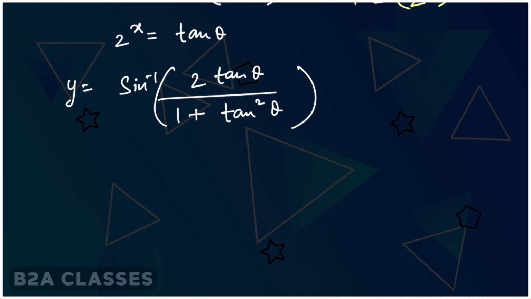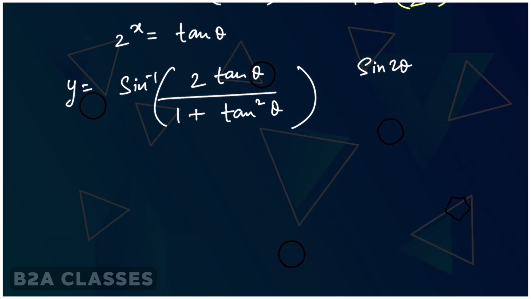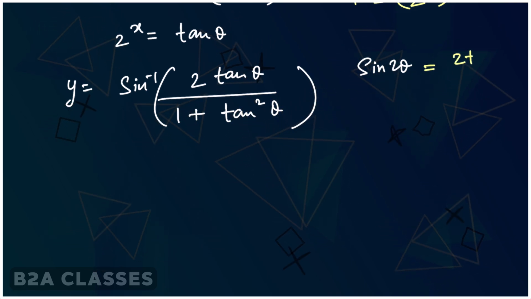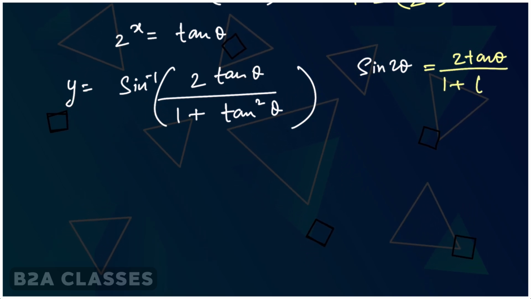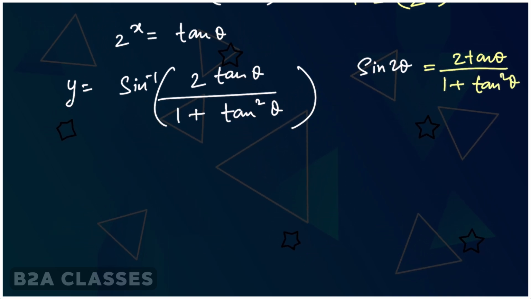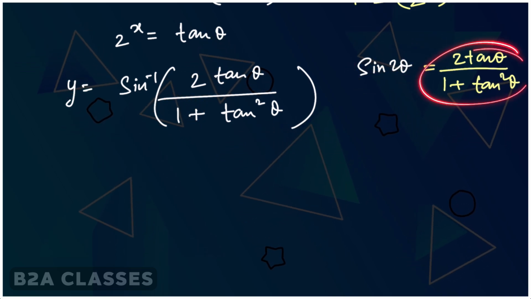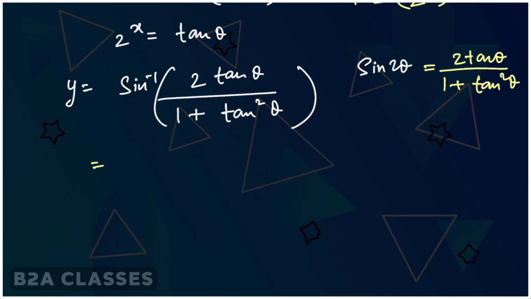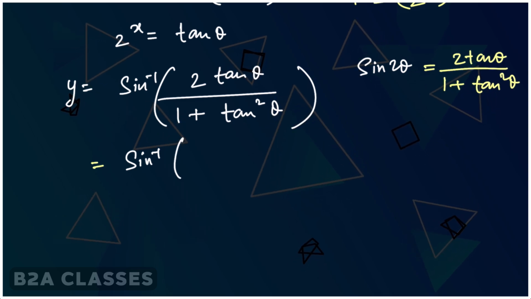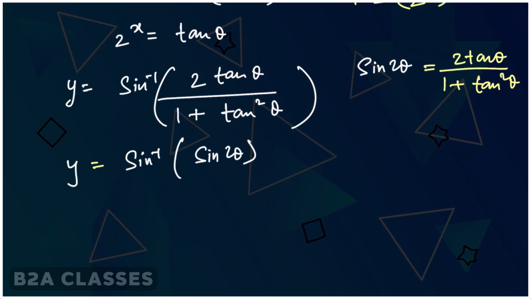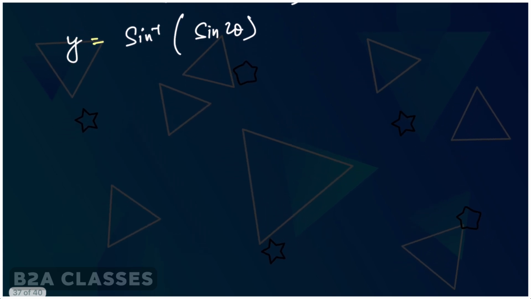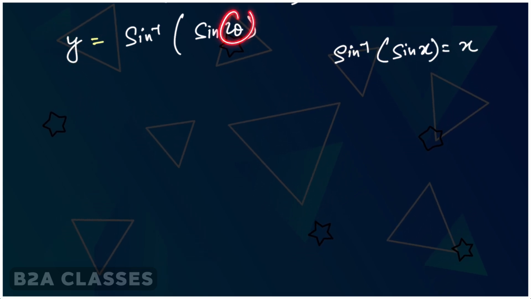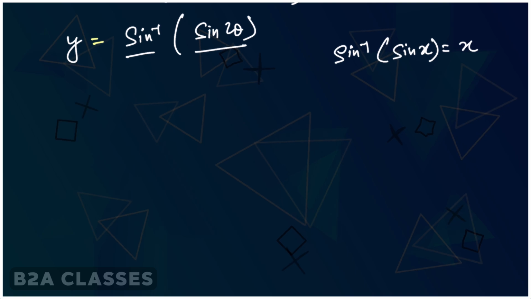And we have a formula for sin 2 theta. Sin 2 theta is 2 sin theta cos theta, and there is another formula, which is 2 tan theta divided by 1 plus tan square theta. This is also a formula. So basically we will put sin 2 theta in place of 2 tan theta divided by 1 plus tan square theta. So sin inverse of sin 2 theta, this is y. Now we know that sin inverse of sin x is x. So let's say this is x for me, then sin inverse of sin x is x.